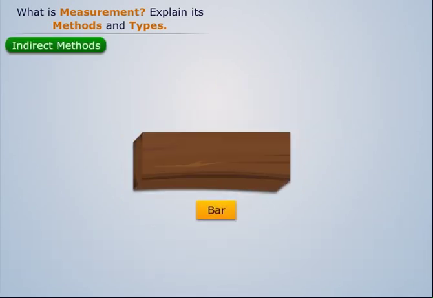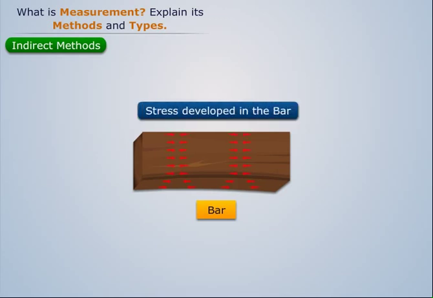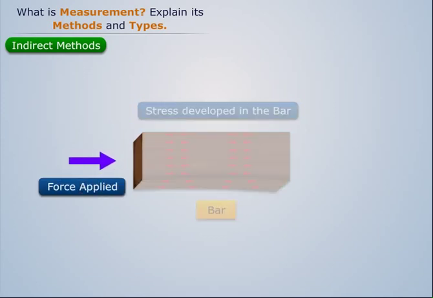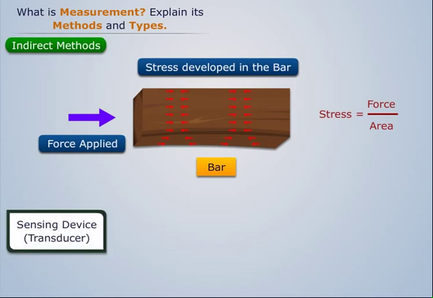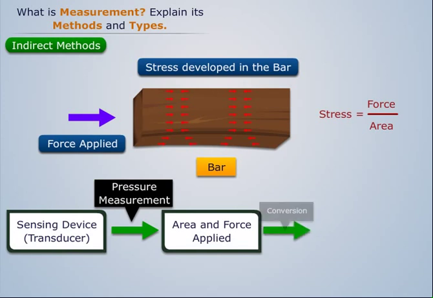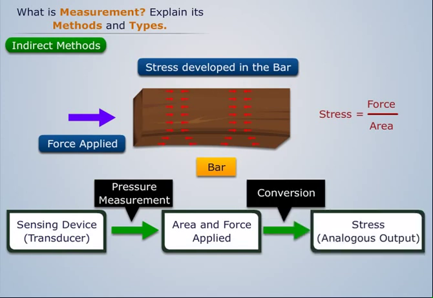Now let us understand the indirect method of measurement. For example, we cannot measure stress in the bar due to applied force directly. We may have to record some other quantities also, like area and pressure. Thus, the indirect method comprises a system that senses, converts, and finally presents an analogous output in the form of a displacement or chart.